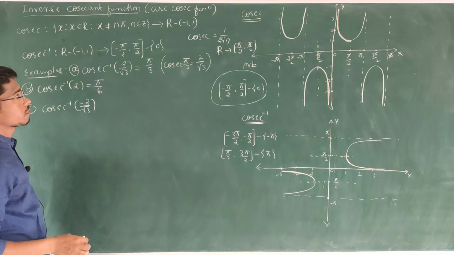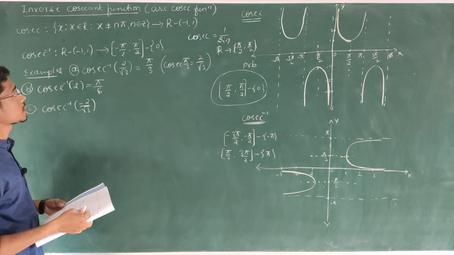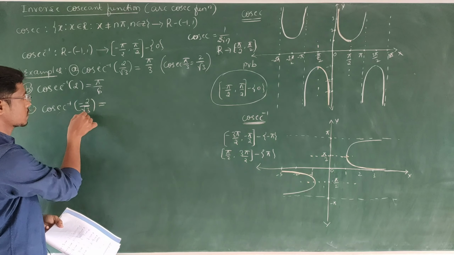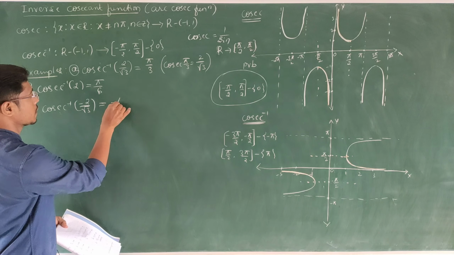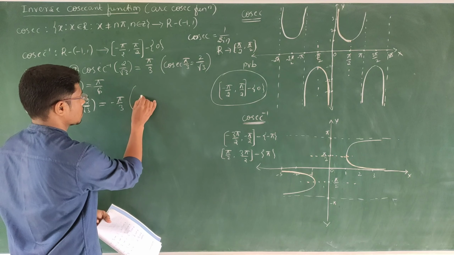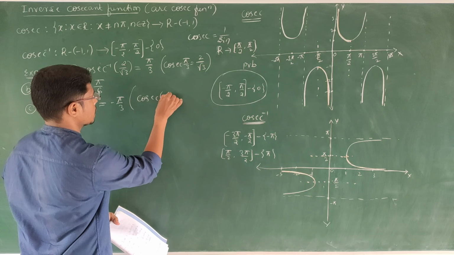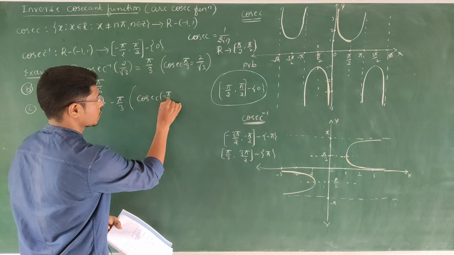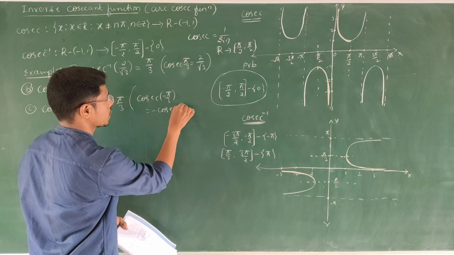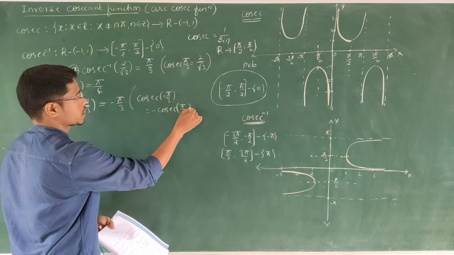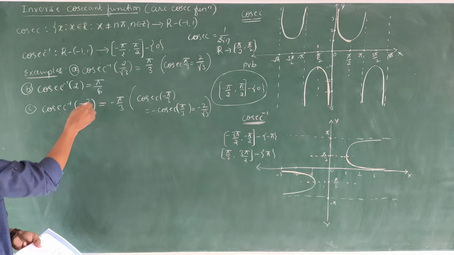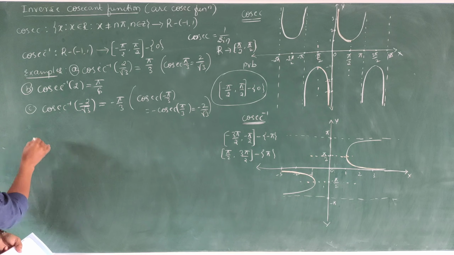So now let us write this as it is. No need to check the quadrant for this cosec inverse, it is minus pi divided by 3, because cosec of minus pi divided by 3 equals minus cosec pi divided by 3. Cosec of minus theta is minus cosec theta. This is 2 divided by root 3, right? So this is minus pi divided by 3.